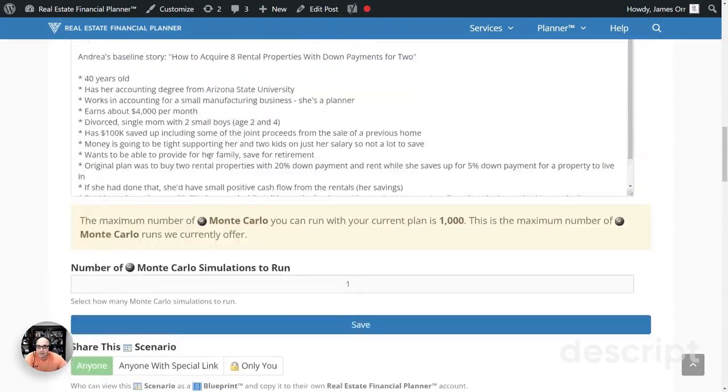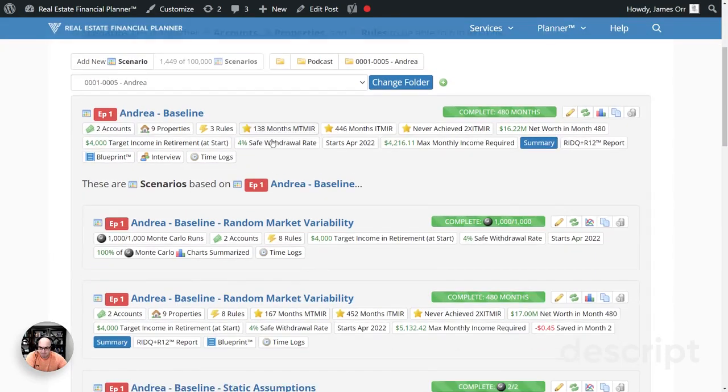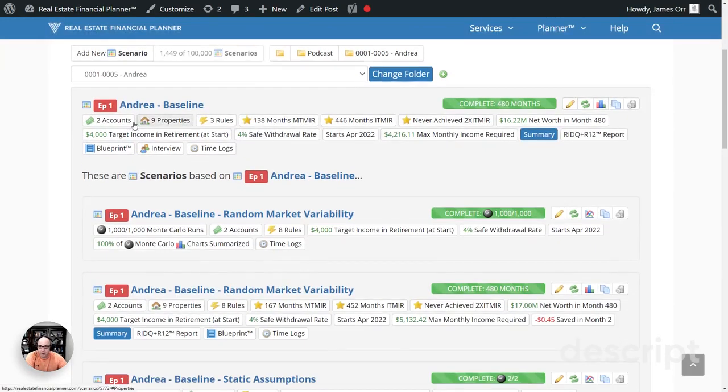Once we get all these assumptions and setup done, make sure it's saved and then click run analysis. And the software will then run your analysis on this particular scenario, and you'll be able to go and see all the different summaries. So it shows you the scenario. She has 2 accounts, the default account and that all-in-one $100,000 account. She bought 9 properties. She has 3 rules in this scenario, 1 for her personal income and expenses, 1 for that Social Security, and 1 for buying properties.